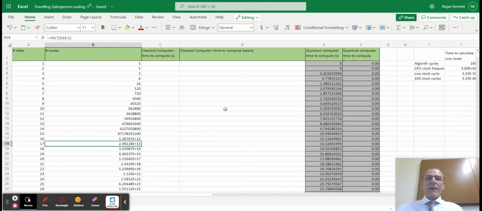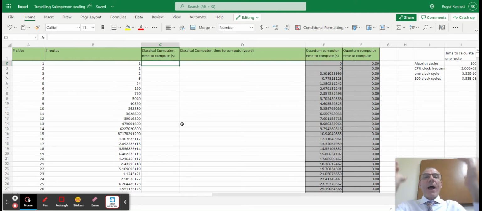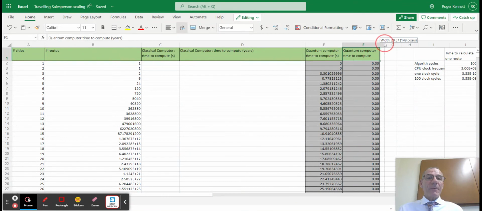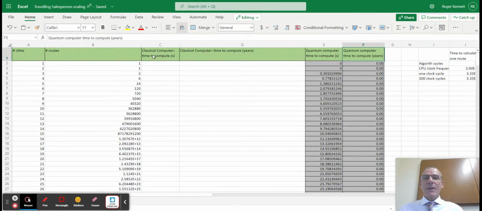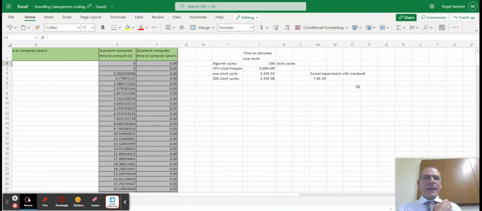And so now we need to work out the formula for how long it will take our classical computer to compute the amount of time that it takes to do it. Over here, I've already done the quantum computer because that calculation is quite difficult to do. And here's the quantum computer, the amount of time in the number of seconds and the amount of time in the number of years. So I want to do that for a classical computer. Well, if we scroll across to the right, I've done some calculations and I did some research and found that with a MacBook Pro, like a really good computer, it's going to take you 7.4 times 10 to the minus 19. So a tiny, tiny fraction of time for each possible route that you need to calculate.